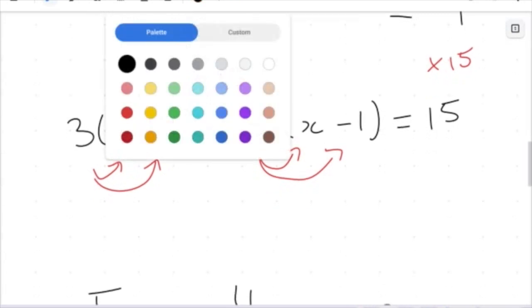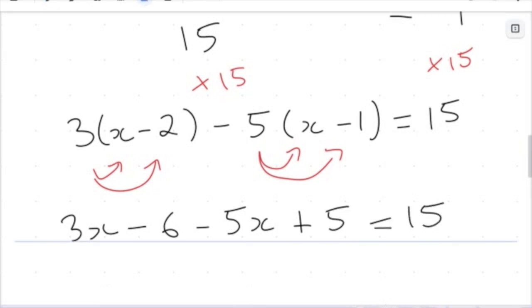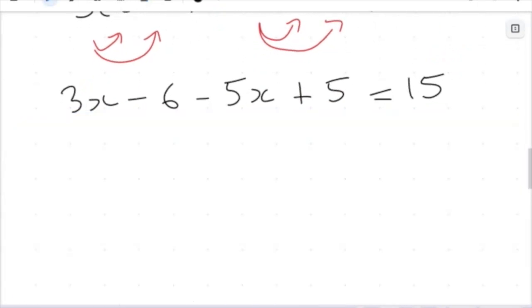And I get left with 3 times x gives me 3x. 3 times negative 2 gives me negative 6. Minus 5 times x equals minus 5x. Minus 5 times minus 1 gives me positive 5 equals 15. Okay. Now, finally, pretty easy by now if we've been following with the equation things from year 7 and year 8. All we need to do now is add the like terms.